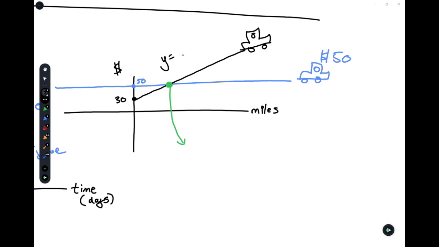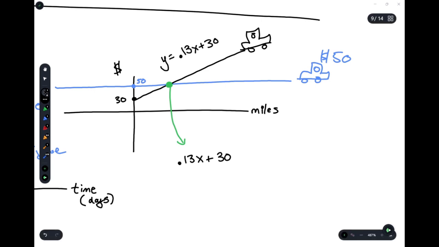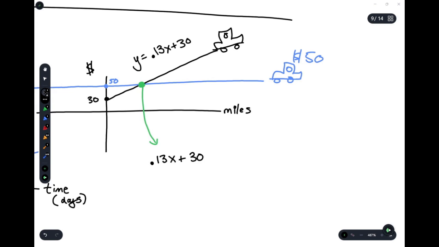Y equals, is it 13 cents? 13x plus 30. So we're going 13x plus 30 equals, what number do we want it to be less than? This is what range of miles will plan B be saving money? Oh crap, which one's B? B is the blue. A is the black.